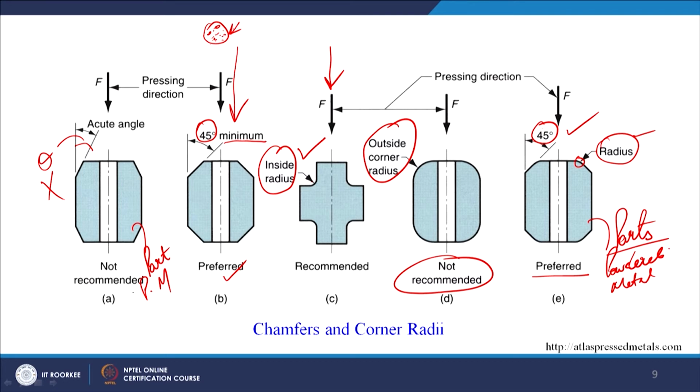So we can take advantage: avoid the acute angle, provide the inside radius, avoid the outside corner radius. Then if we follow these guidelines, our part will be manufactured successfully without any problems during the processing. So these are the guidelines related to chamfers and the corner radii.